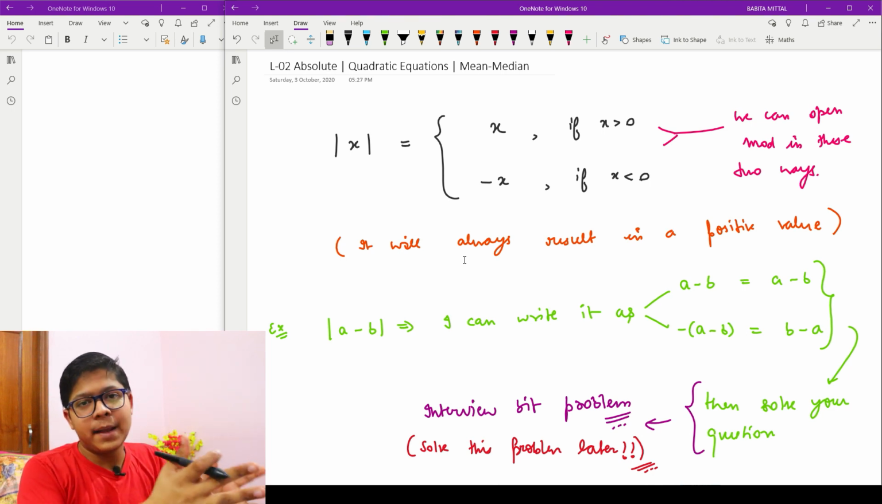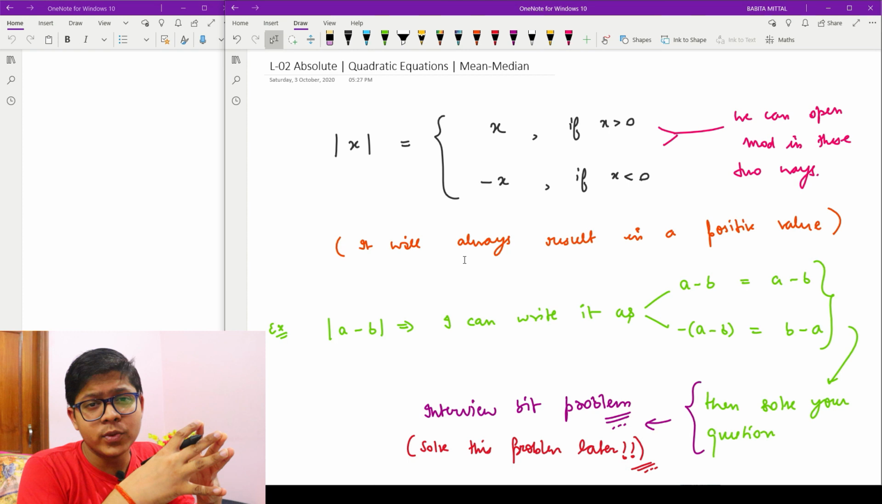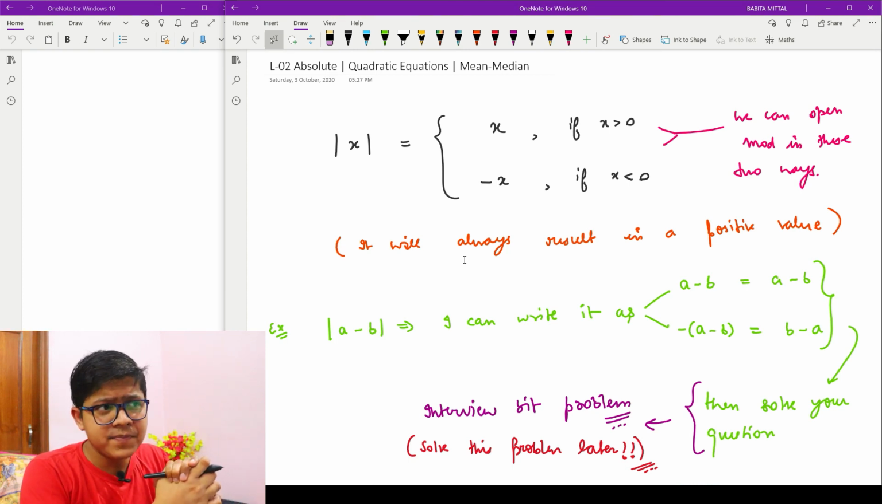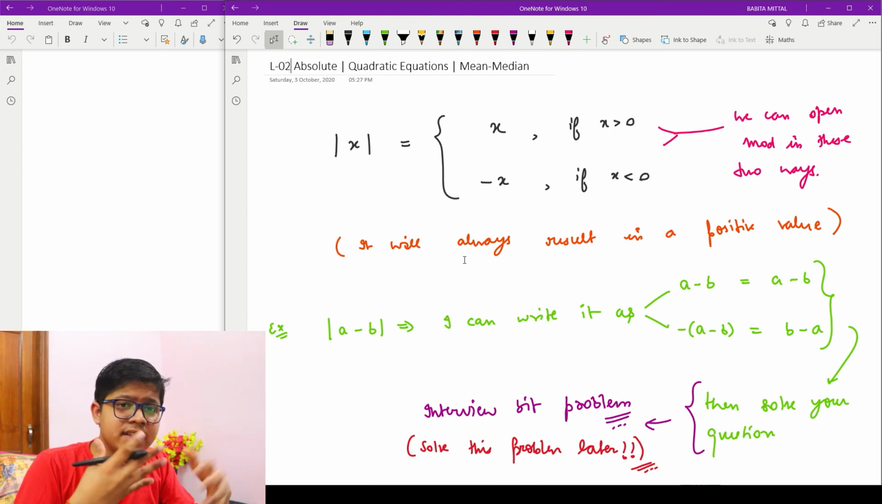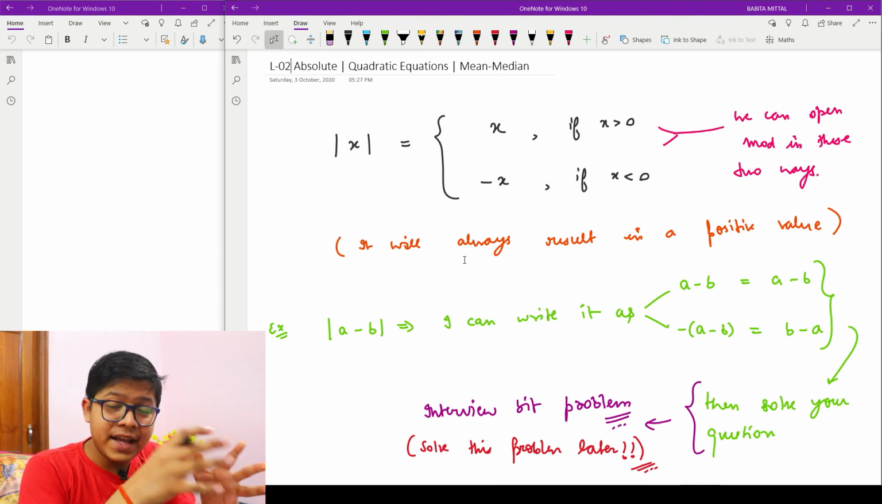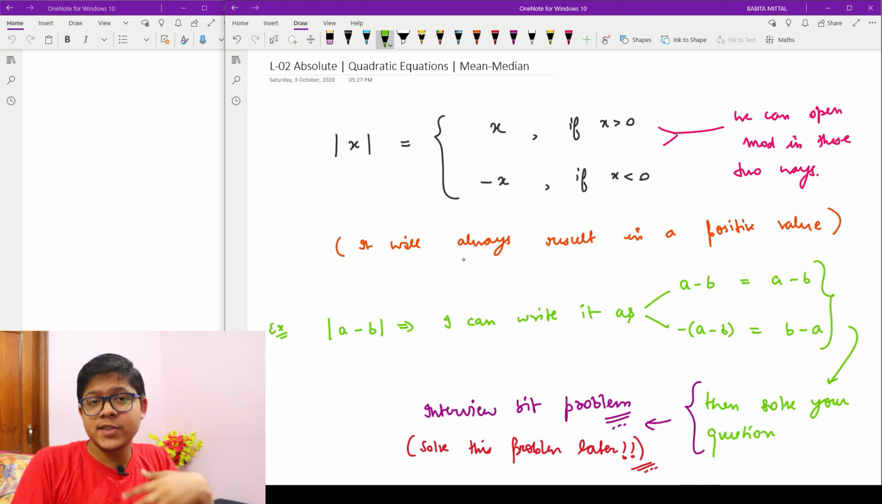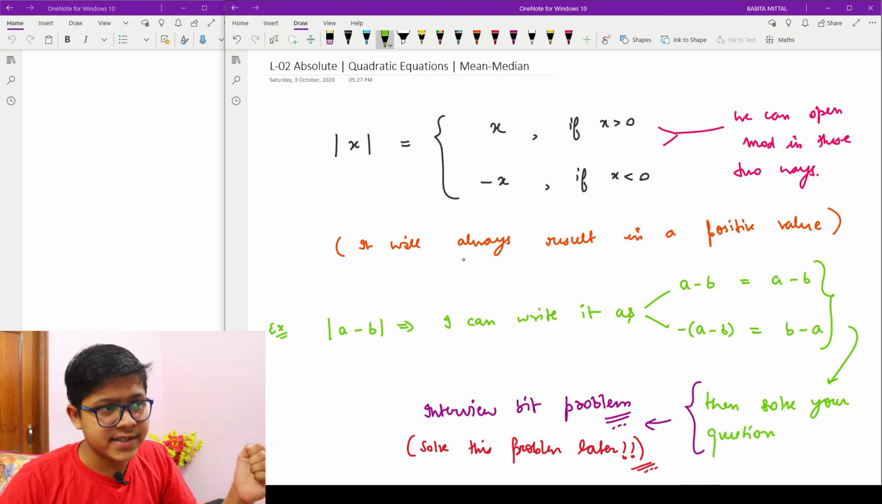So starting with the absolute, it is nothing but mod of x. In class 11th and class 12th, you must have studied about mod. It results in a positive number. Now mod of x, if my x is less than 0, it will be nothing but minus x, and if my x is more than 0, it will be nothing but x itself.